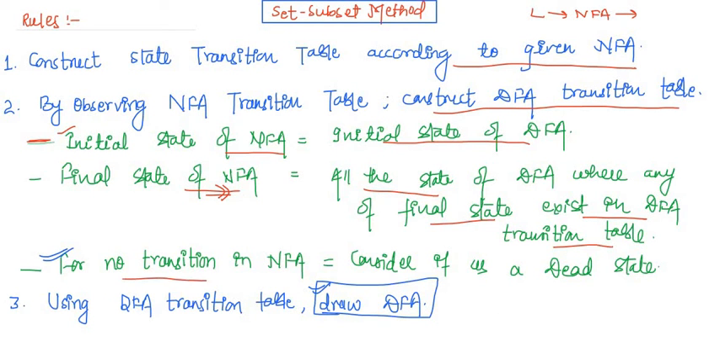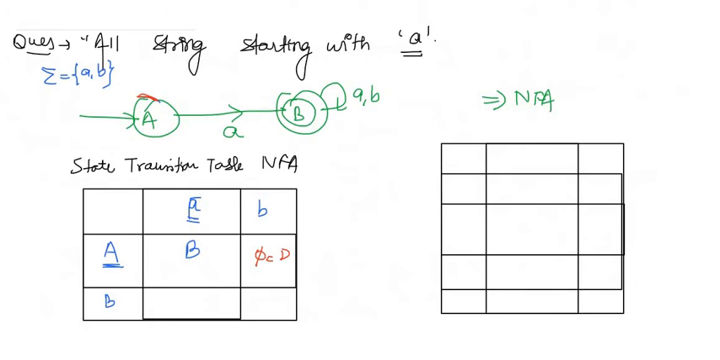For no transition in NFA, consider it as a dead state in the case of DFA. For the transition of B, if a comes, B remains on state B, and for b also B remains on state B. So this is the state transition table for the NFA.